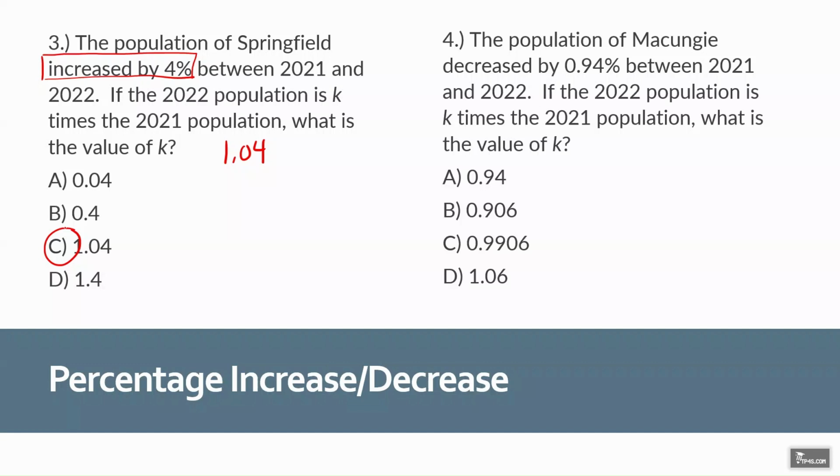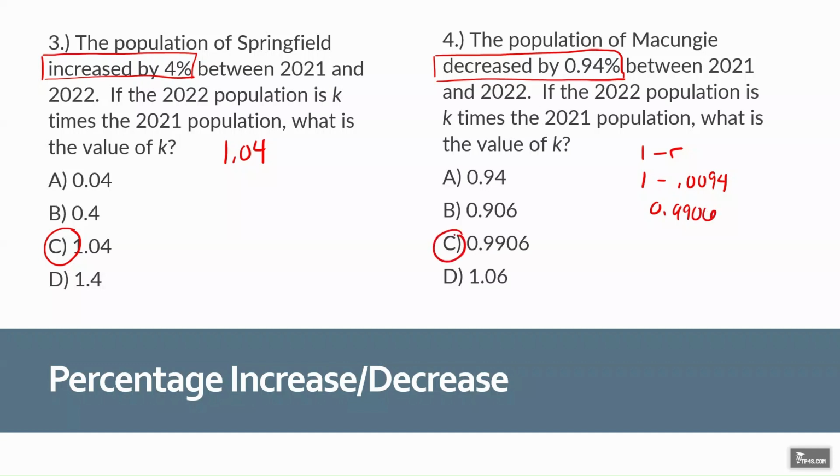All right, let's look at number 4. The numbers are just a little bit more difficult to work with, but we're going to do it the same way. We're decreasing by 94%, right? Use that 1 minus r formula. And R is 0.0094. So be careful, that is not 94%, it's 0.94%. So I'm going to write it out because I know this is just a trickier number. I have to be careful with it. On my calculator, I'll do that, and that's going to give me 0.9906.